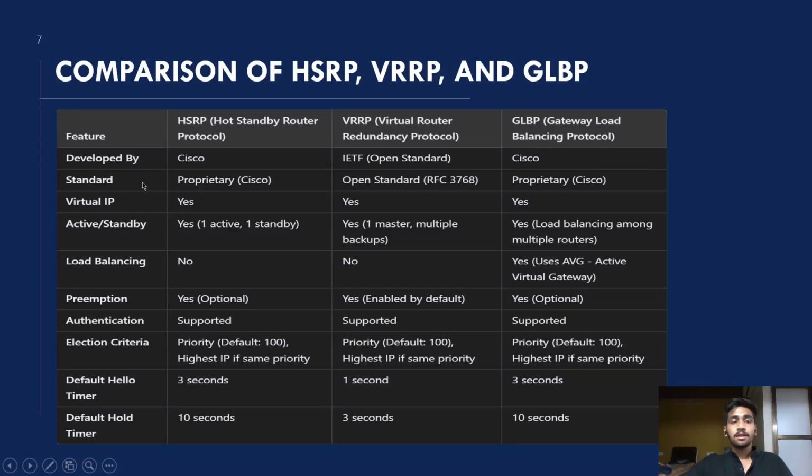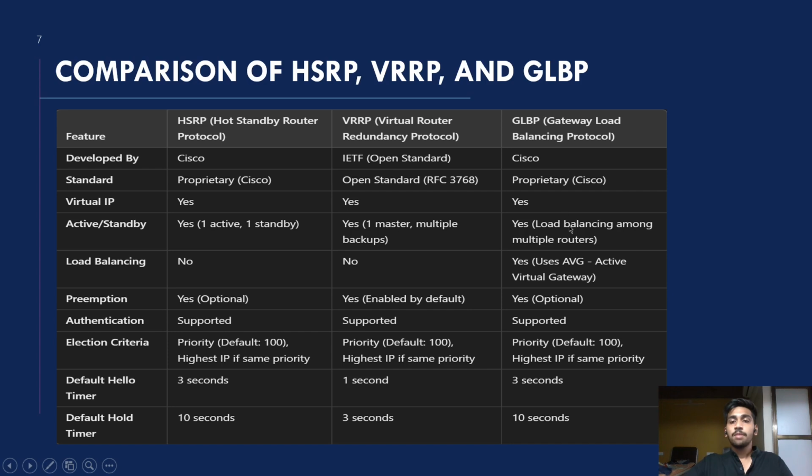The standardization of HSRP and GLBP is proprietary, that is from Cisco, while VRRP is an open standard, defined in an RFC. Virtual IP addressing is available in all three protocols. Talking about active and standby, in HSRP there is one active and one standby. In VRRP, it is one master and multiple backups.